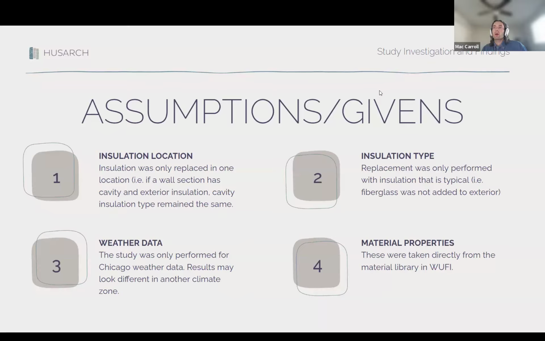In addition, we took the material properties that were preloaded into WUFI. We didn't really modify those too much. I think in general that's a pretty accepted methodology, unless you come across materials that aren't preloaded into the libraries. We only modified insulation in one location. So let's say a wall section had exterior insulation and cavity insulation. We really only modified the exterior insulation. We left the cavity insulation alone.